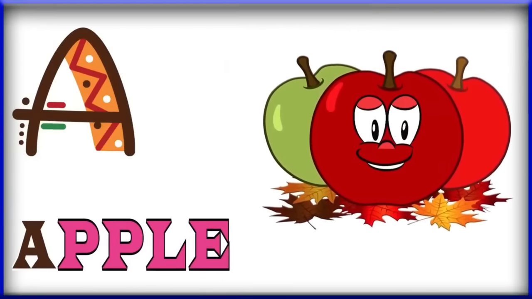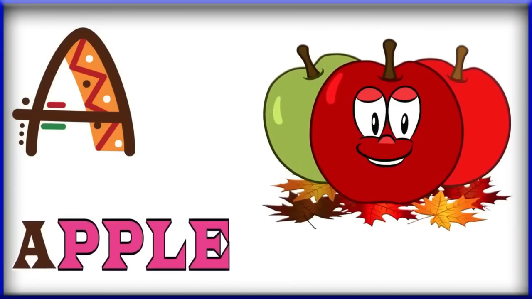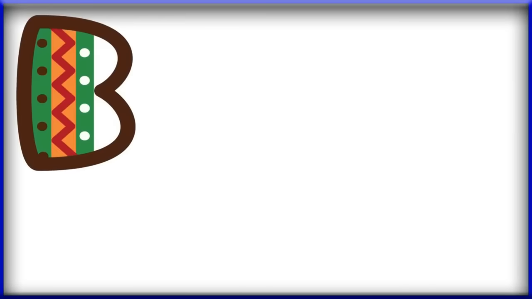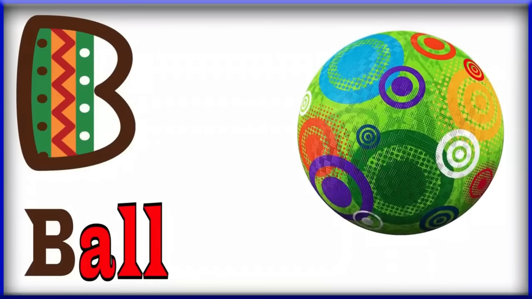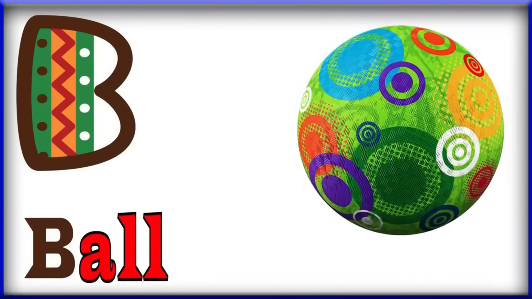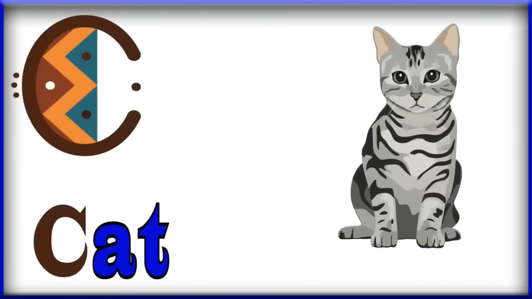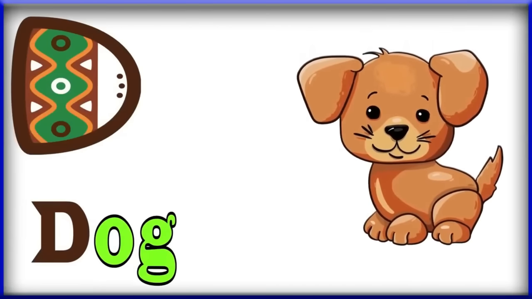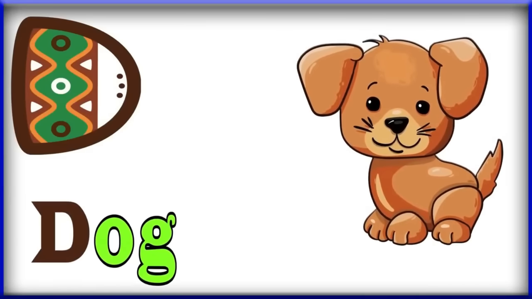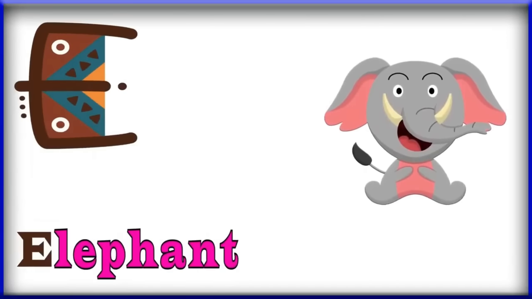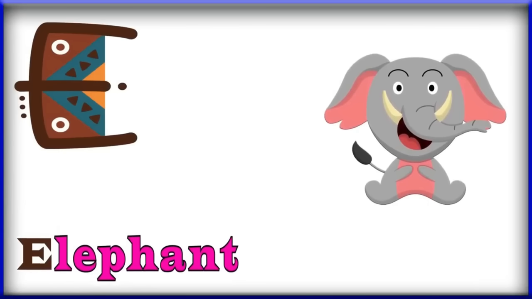A. A for apple. Apple. A for apple. B. B for ball. Ball. B for ball. C. C for cat. Cat. C for cat. D. D for dog. Dog. D for dog. E. E for elephant. Elephant. E for elephant.